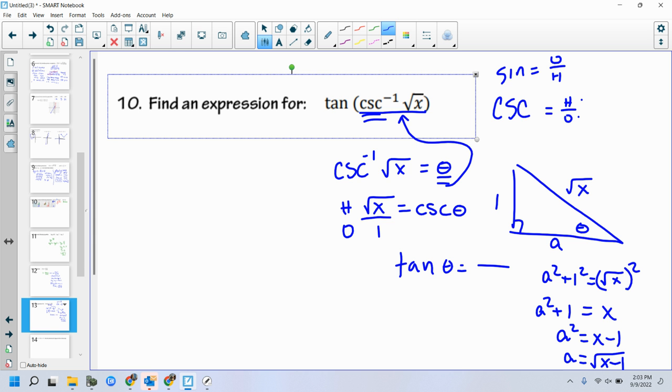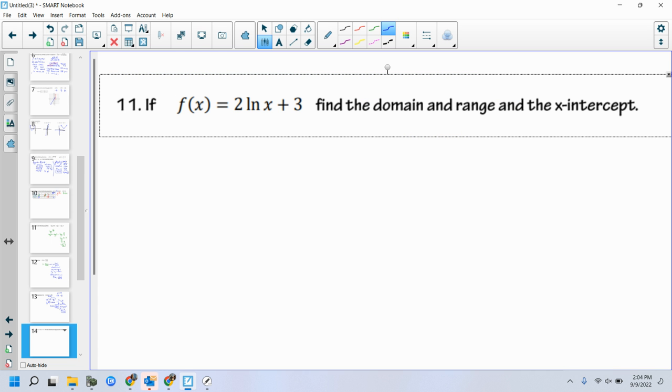So that means the opposite is 1. The adjacent is radical x minus 1. I also gave the answer as rationalized, radical x minus 1 over x minus 1, but I'm good with 1 over radical x minus 1. All righty, keep chugging along. If f of x is equal to 2 ln x plus 3, find the domain and range and the x-intercept. All right, so I have to think about it this way.